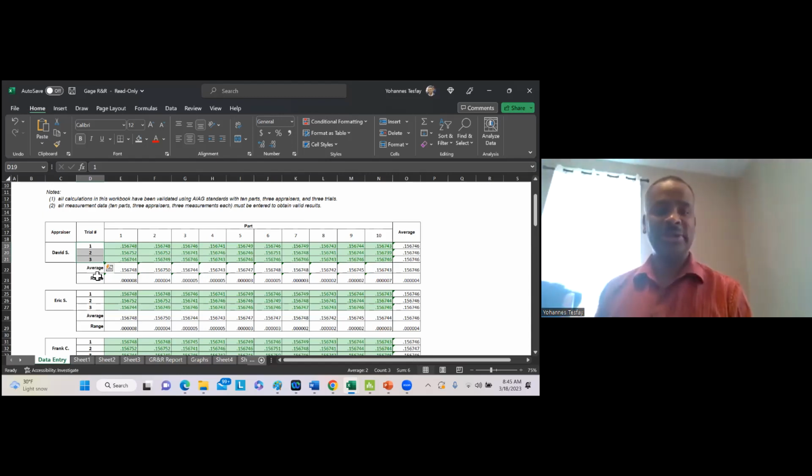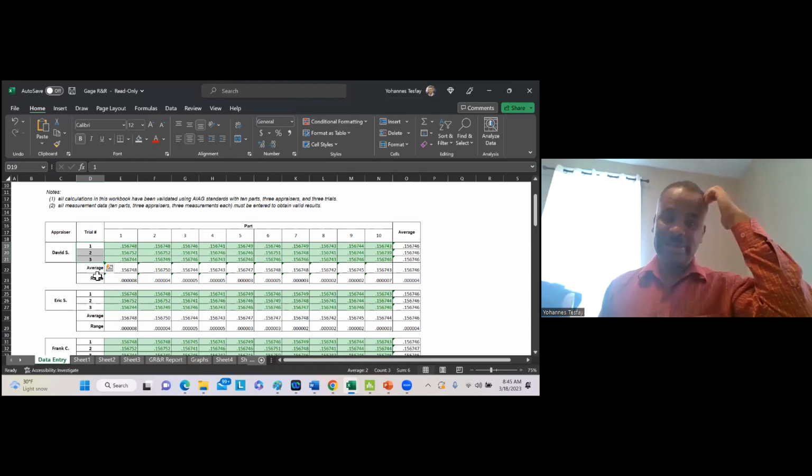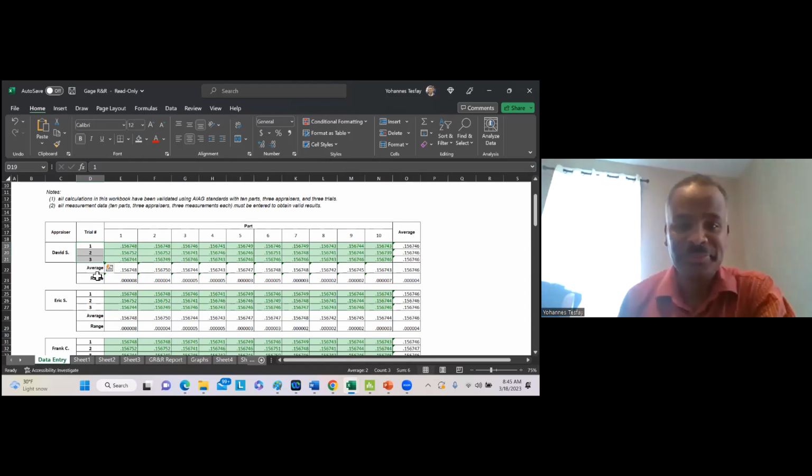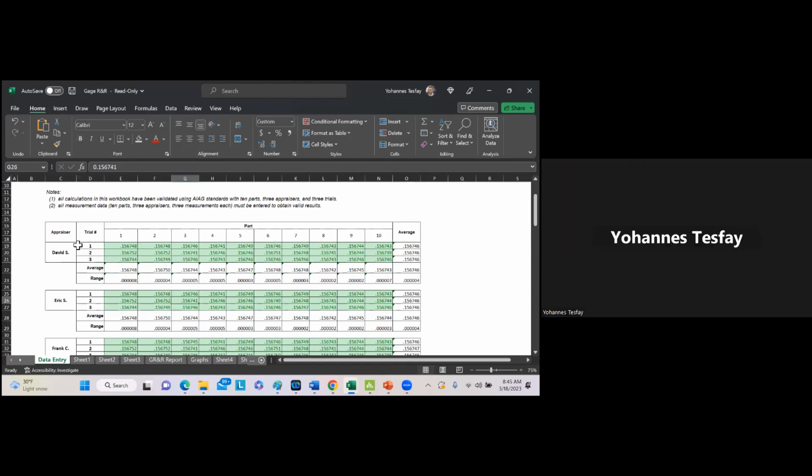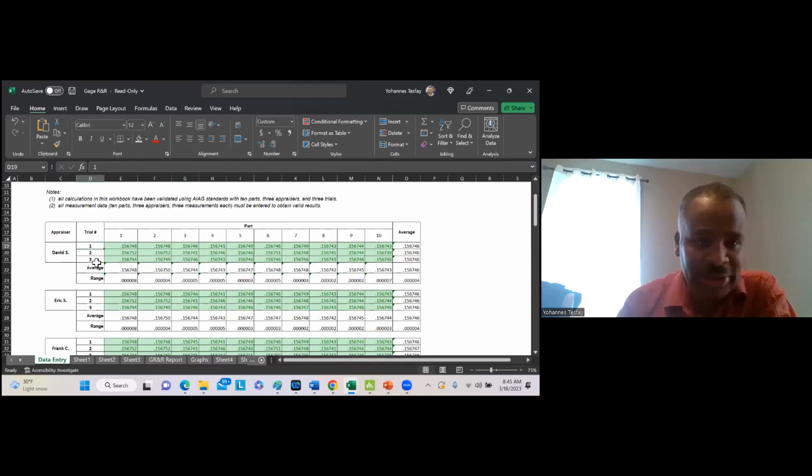Why do we measure each part 3 times? To check the consistency of the machine, the repeatability. This is the measure of repeatability.